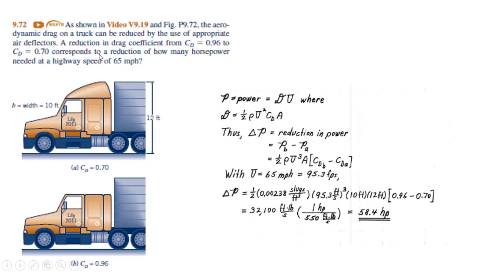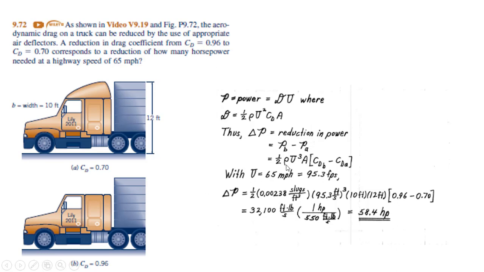So what happens, corresponding to the reduction, how much horsepower, कितनी पावर जो है उसमें रिडक्शन आई है, अगर आपके पास 65 माइल्स पर आवर की स्पीड से वो जा रहा है तो आपके पास कितनी पावर रिडक्शन हो रही है अगर आपके पास डिफ्लेक्टर लगा हुआ है और नहीं लगा हुआ, because what happens when you have a power saving, that would definitely account to the fuel saving.